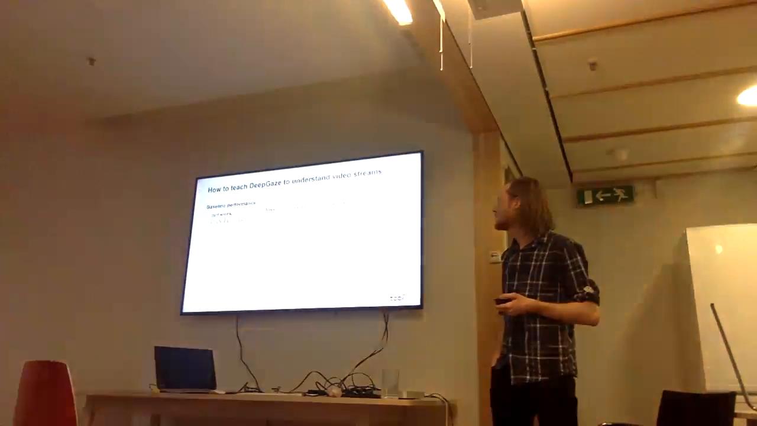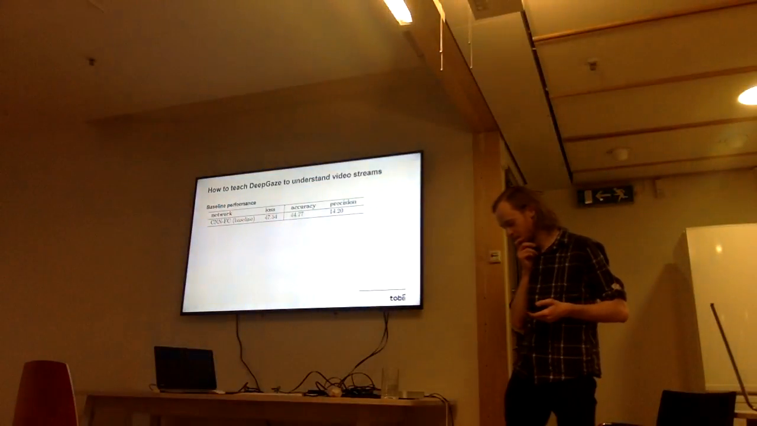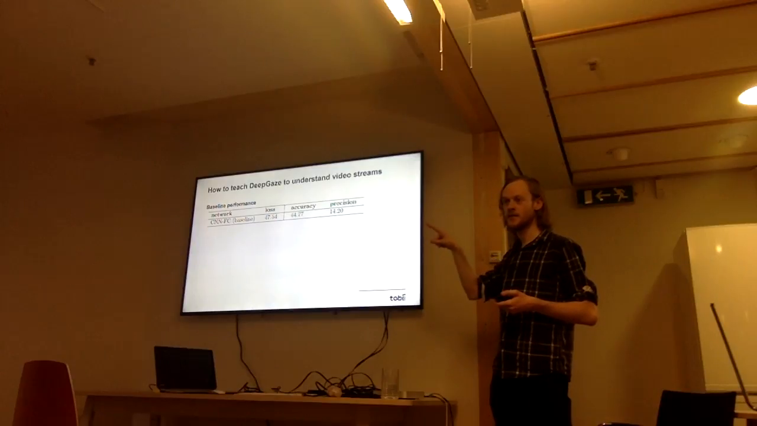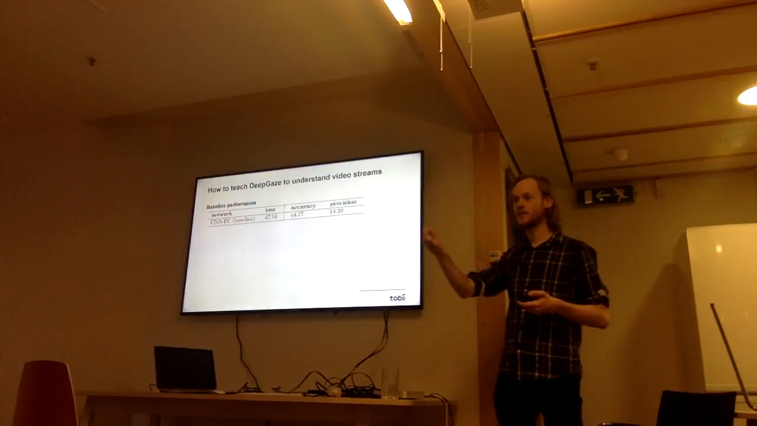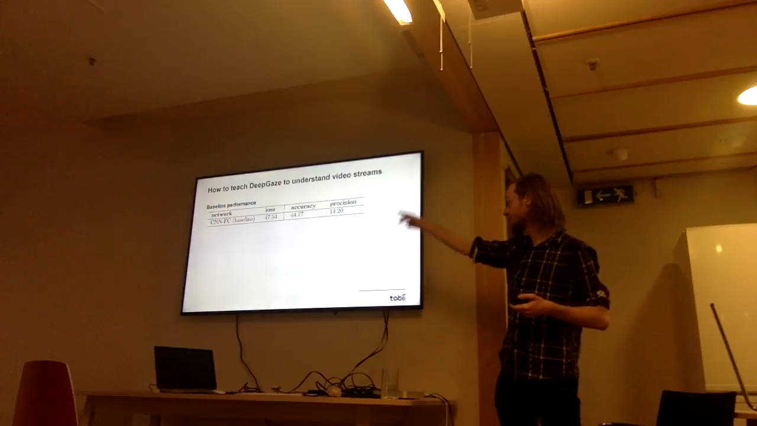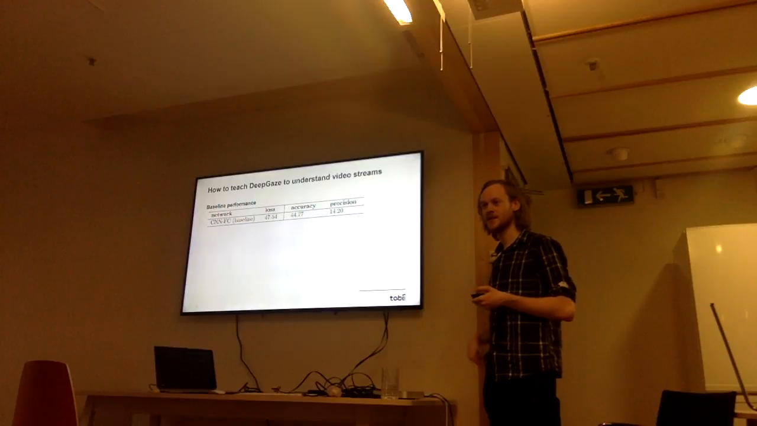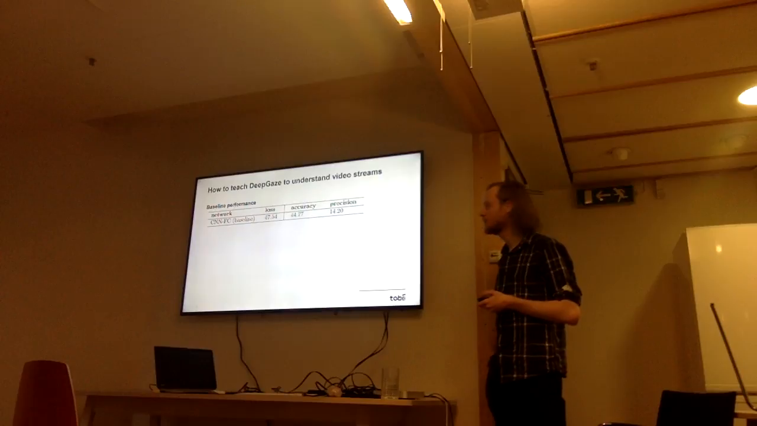Accuracy. So let me see if I can get this right. Accuracy is how good the mean of your estimate is. Precision is what's the standard deviation of your estimate.